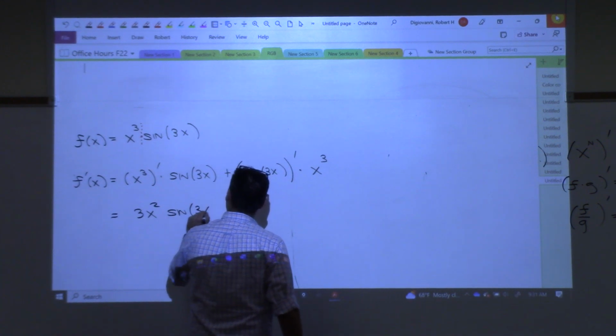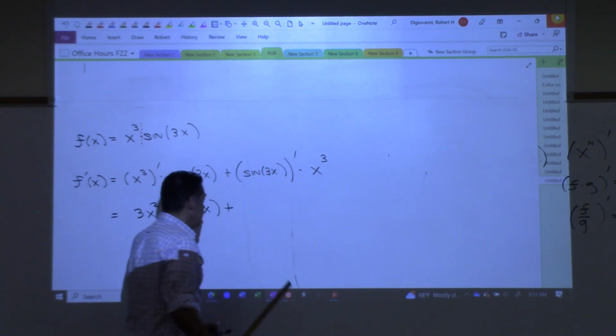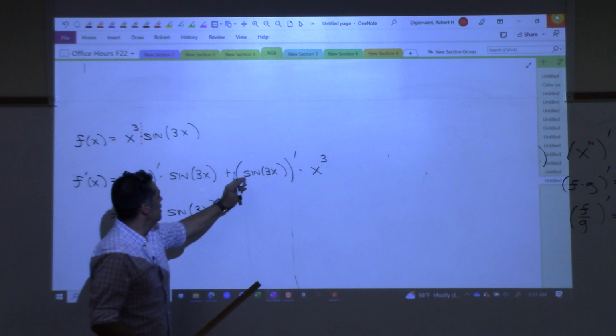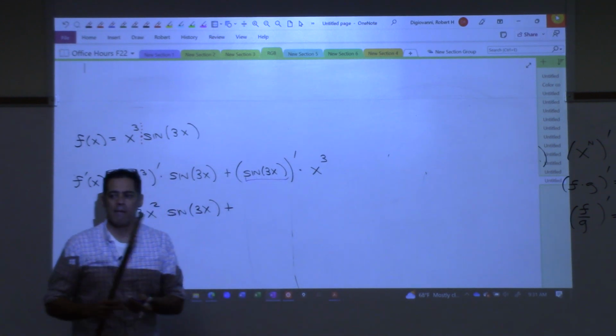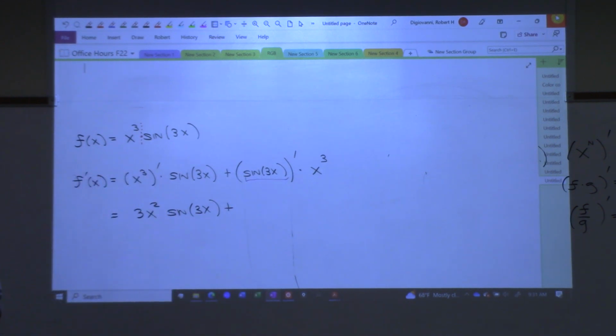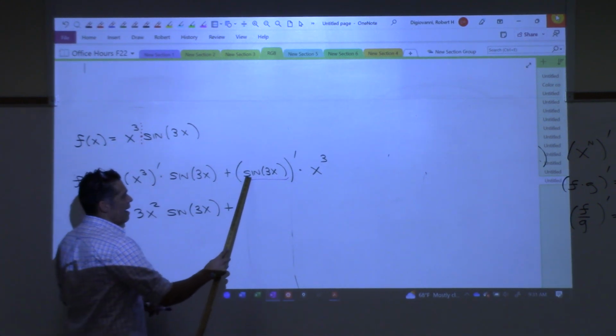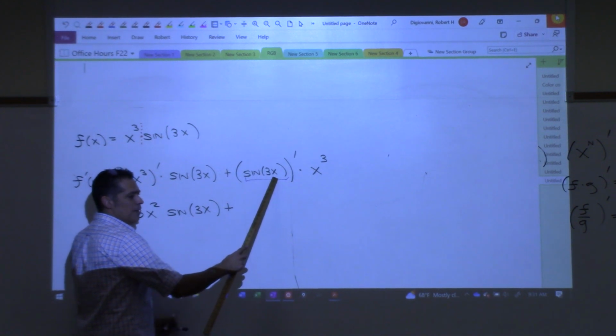Then sine 3x plus. Now this one is the one that you need to be careful with, because what do you see here? This is chain rule. It's going to be the chain rule. This is composition, right? Do you see an outer layer and inner layer there? Outer is sine, inner is what? 3x.